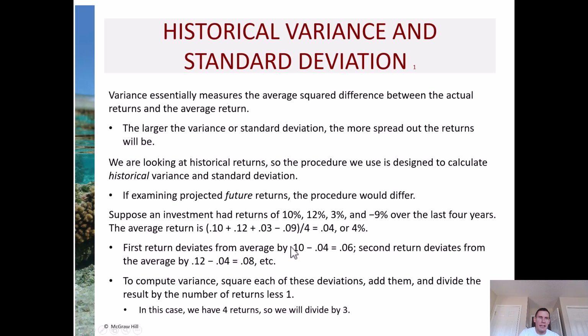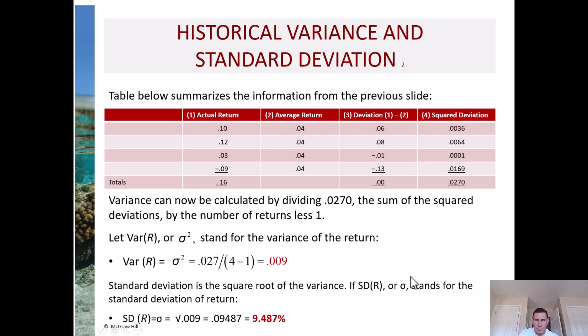So the first return deviates from average by 0.1 minus 0.04, so about 6%. The second return deviates from the average by about 8%, and so on and so forth. To compute the variance, we just square each of these deviations, add them, and then divide the result by the number of returns less 1. In this case, we have 4 returns, so obviously we would divide by 3.